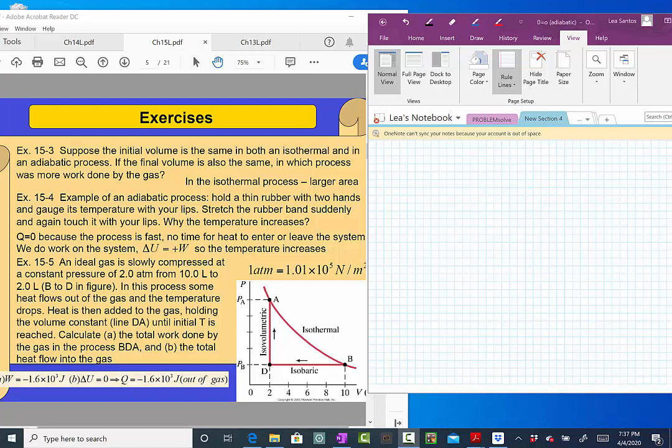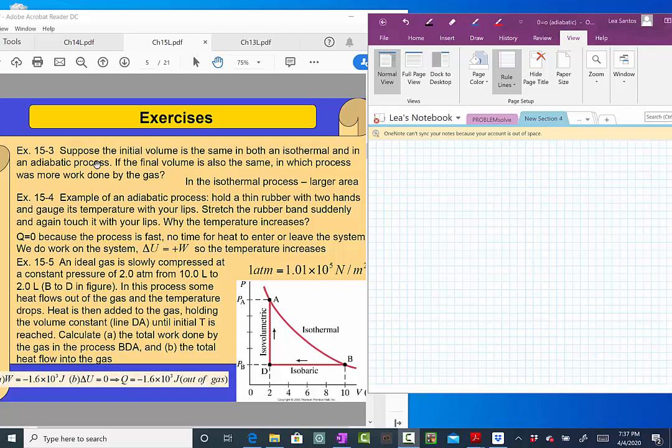Okay, so now let's solve these three problems which are about these thermodynamical processes. So the first one, let's read this 15.3. Suppose the initial volume is the same in both an isothermal and an adiabatic process.